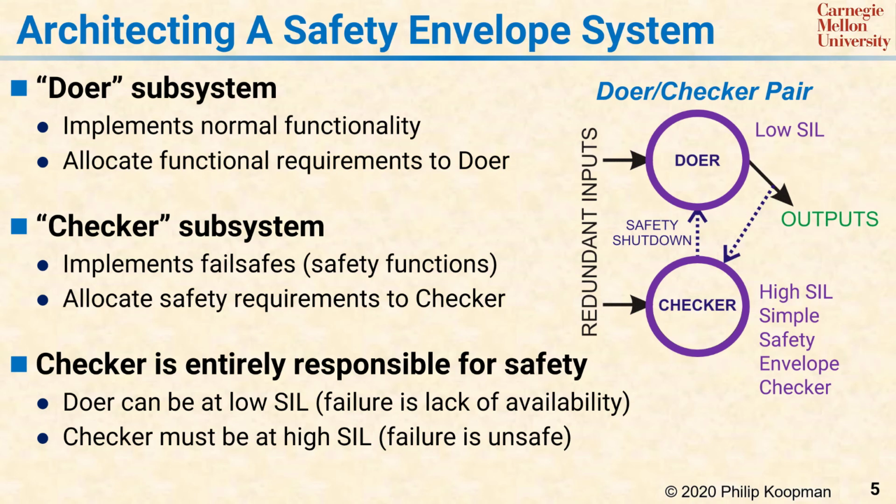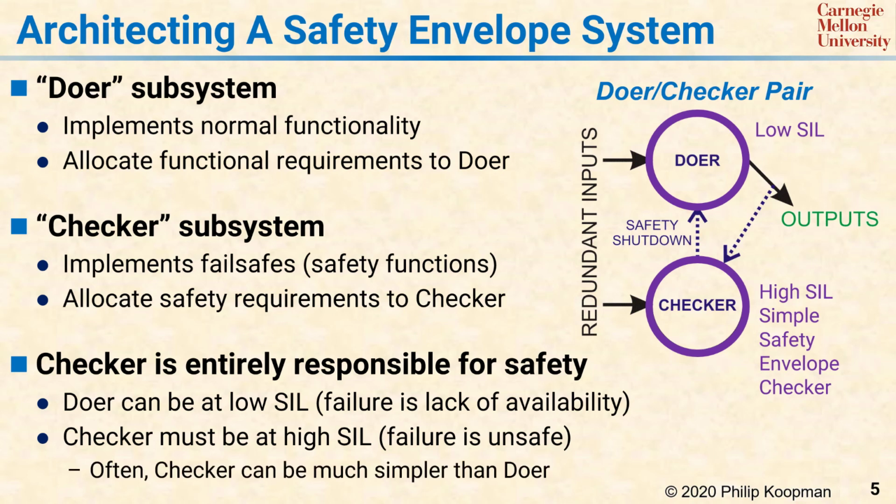The third benefit is that the checker is often much simpler than the doer, because it does not have to perform optimization, but rather just check a boundary to make sure that boundary is not crossed. Of course, all this comes at the cost that the checker must be high-SIL, but in a safety-critical system, something has to be in charge of safety, so you might as well make it the smallest, simplest piece you can.